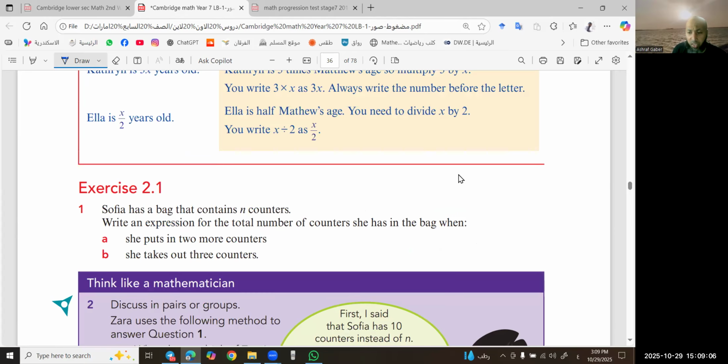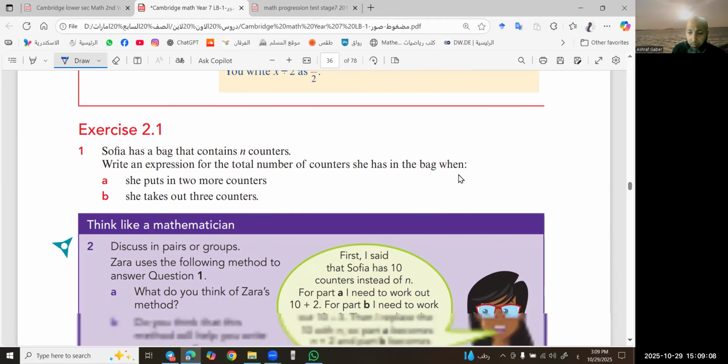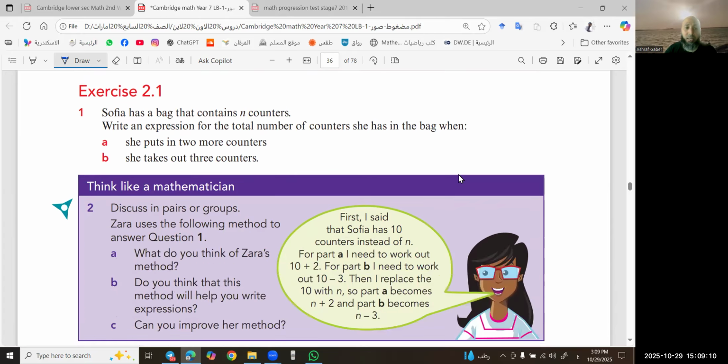In second exercise, here, Lujain, read this exercise and tell me how we can solve this exercise. Sophia has a bag that contains n counters. Write an expression for the total number of counters she has in the bag. One shape. We should do n plus 2. Yeah. And for B, we should do n minus 3. Okay, right.